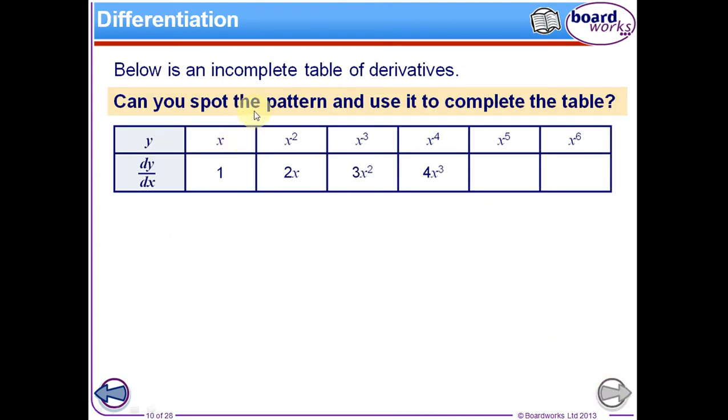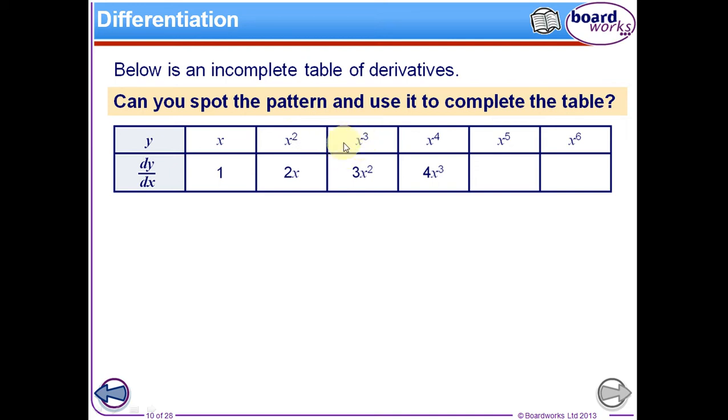Can you spot the pattern and use it to complete the table? Yes, sir. What is going on here now? If you differentiate this one, the coefficient comes back, and this one goes to 0. So the coefficient comes back, take away 1 from the power, that is 2x.